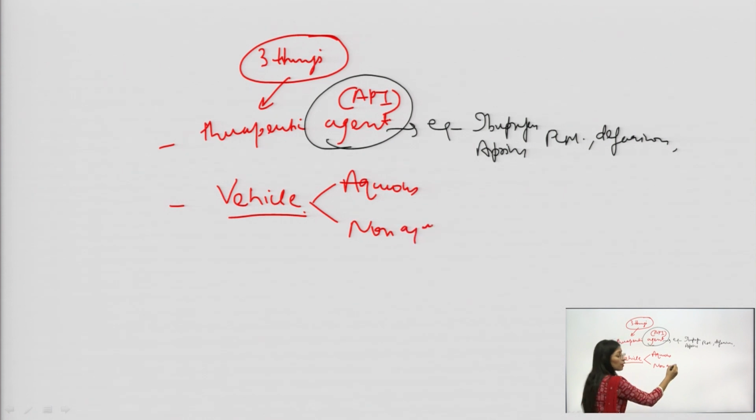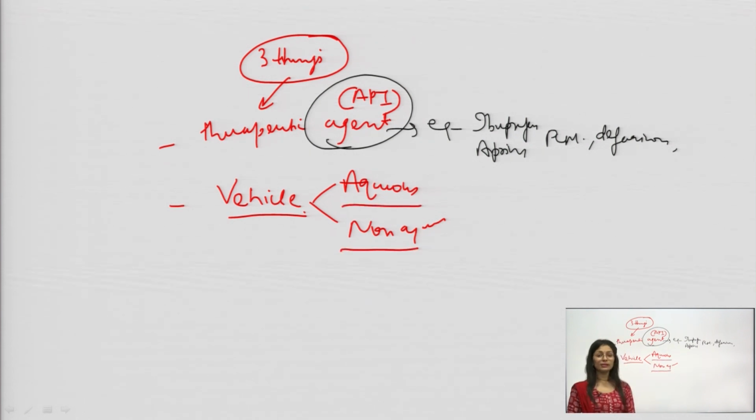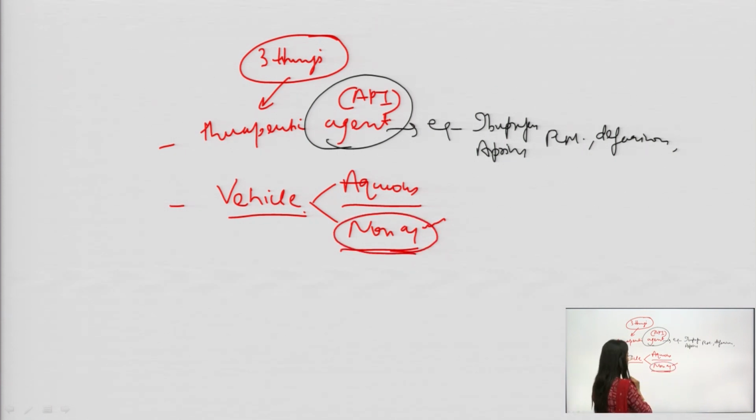Why are we choosing the aqueous phase? Aqueous is basically for those products that are soluble in water, so you can go for aqueous solvents, and non-aqueous are for agents that are not soluble. For example, there are lots of drugs that are not soluble in aqueous solvents. For them, you can go for non-aqueous agents. Number three, we have additives or excipients.